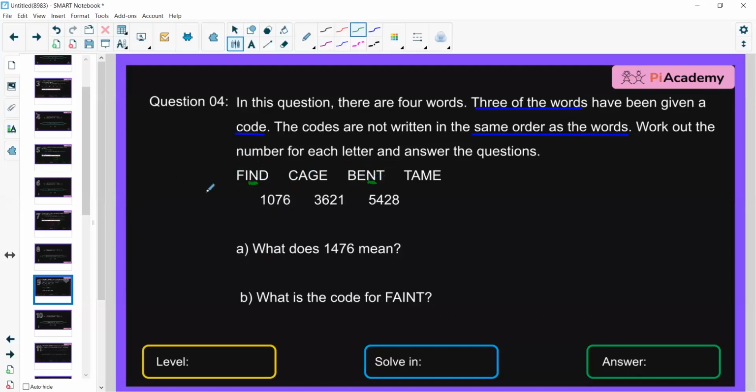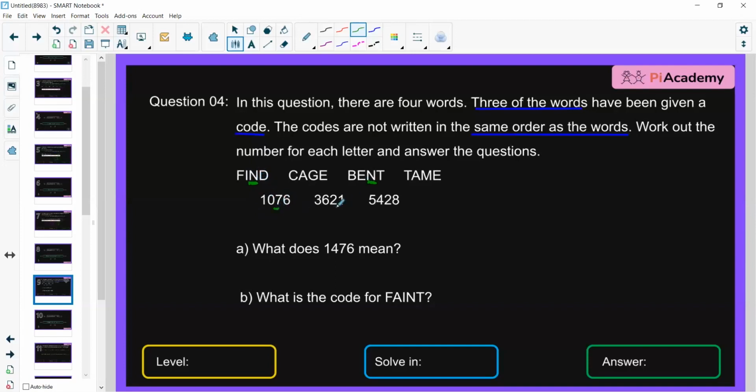So this is what we need to observe: both have N in the third position. Suppose the numbers for both the words find and bend are represented among these numbers. So what can we assume? The third number should be the same. If the numbers representing find and bend are both present here, then the third number should be the same.